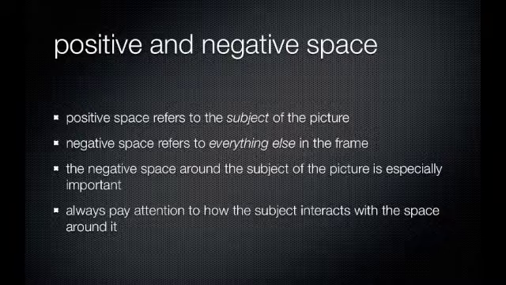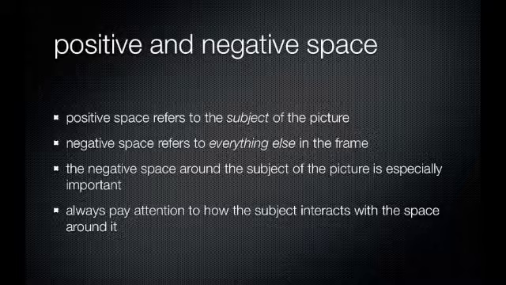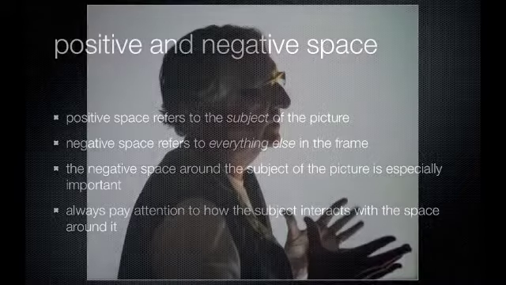So let's move on to the next topic here. This is called positive and negative space. Now, positive space refers to the subject of the picture. Negative space refers to everything else that appears in the frame. Now, the negative space that's around the subject of the picture is especially important. What surrounds the actual subject or the reason for taking the picture is extremely important. So you should always pay attention to how the subject of your photograph interacts with the space around it.